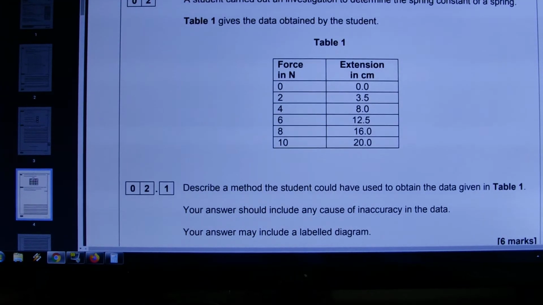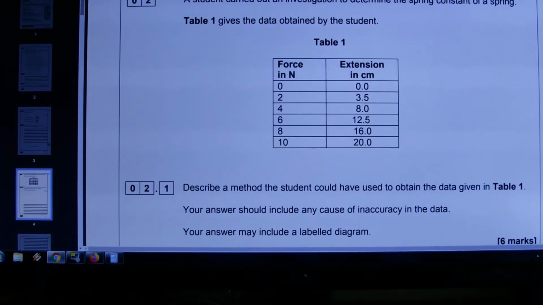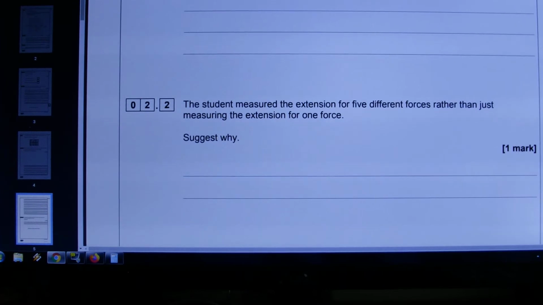If your ruler and your spring are hanging from an arm sticking out from a frame standing on a desk, that arm may be bending downwards, which means the top of the ruler will be getting slightly lower with each additional bit of weight. Six marks. And of course there's always the limit of proportionality of the spring, rather than just the extension for one force suggests why.